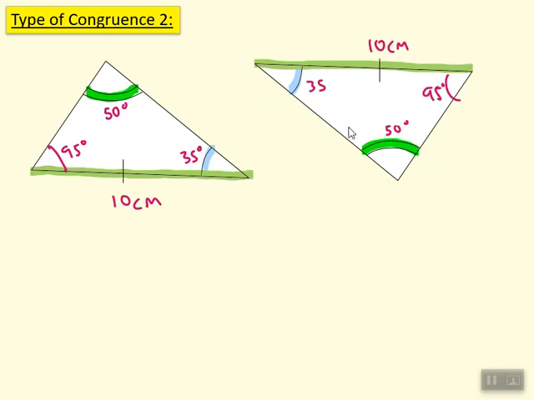But you've just shown that the angles are the same, right? Because both triangles have to add up to 180. So if two of them are the same, the third one's got to be the same by default. And then because you've got this 10 centimeters matching this 10 centimeters, then they have to be the same triangle.